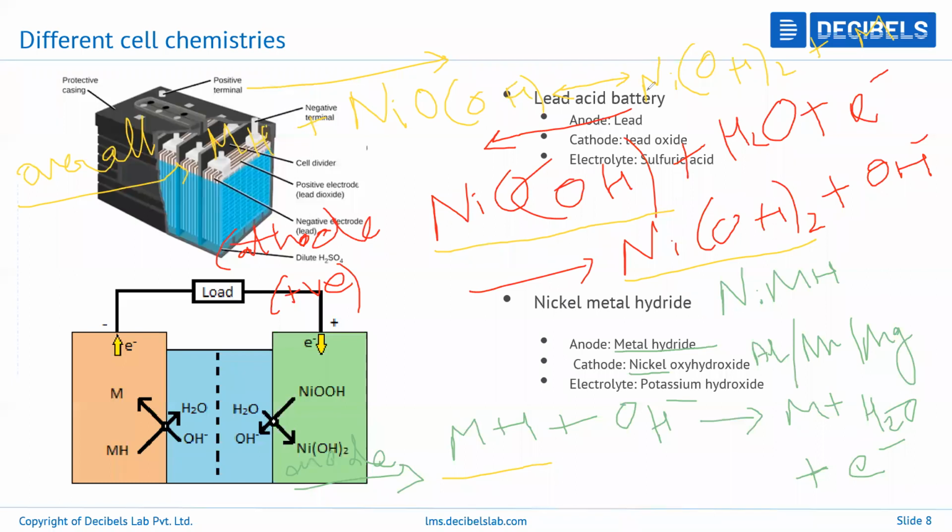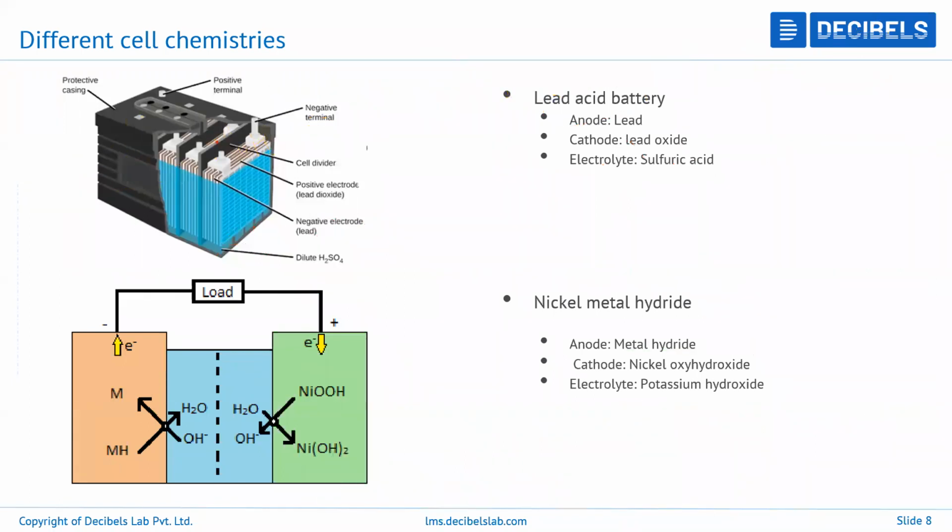If you want to know the voltage produced because of these reactions, for a lead acid cell it would usually be around 2 volts, and for a nickel metal hydride battery it would be roughly around 1.4 volts. This is something we will look into in the next session, where we'll perform some numericals and understand something called reduction potential, and how exactly that potential comes about.